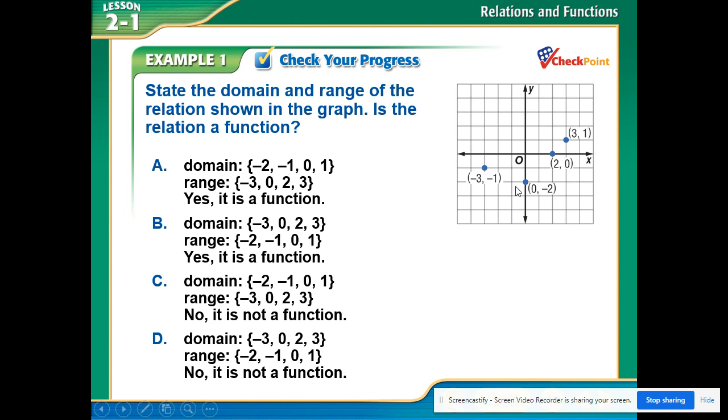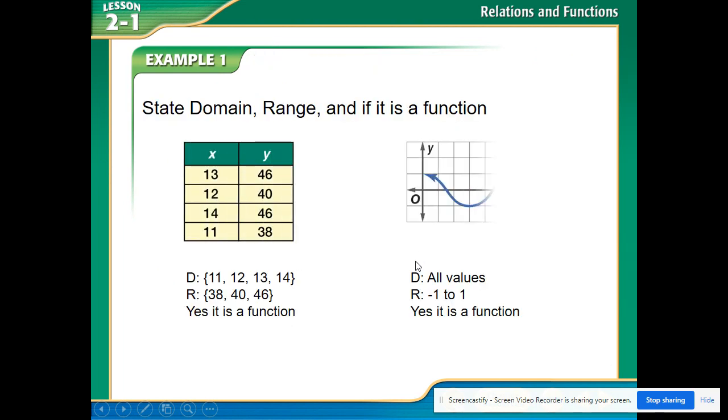So I'm going to go back over here. I'm going to look at my points, and I see no points on top of each other, so it is a function. And there's our confirmation. Got 2 other ones here. Here's a table. The domain, again, put it in order, 11, 12, 13, 14. Range, 38, 40, and only 46 on there twice. Is it a function? It is. Everything has an answer. Now, granted, 13 and 14 both have the same answer. That's fine. But they all have one answer.